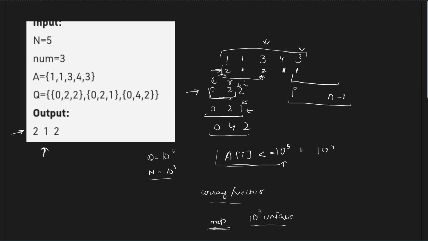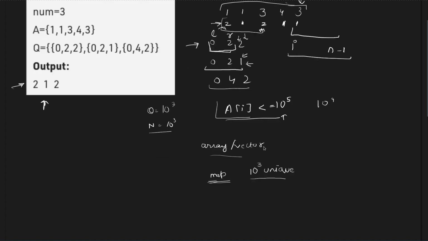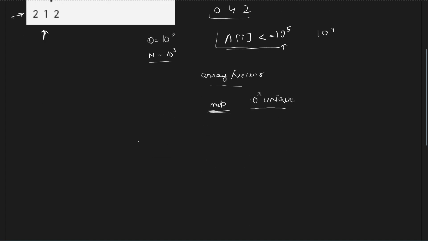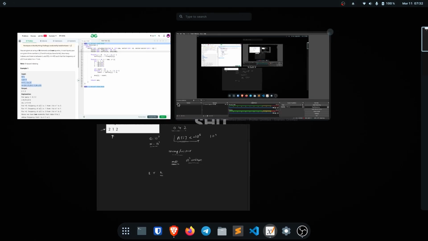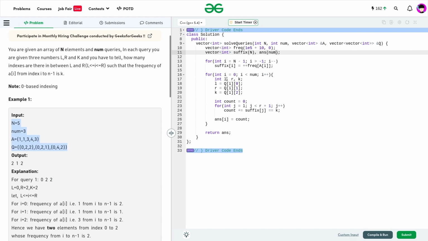So this was all about today's solution. You just have to calculate the suffix array, and then run a for loop over each of the ranges L and R given in the input queries, and check how many elements are equal to the value k, right? So let me just show you the code now. The code is also very simple for this particular question.